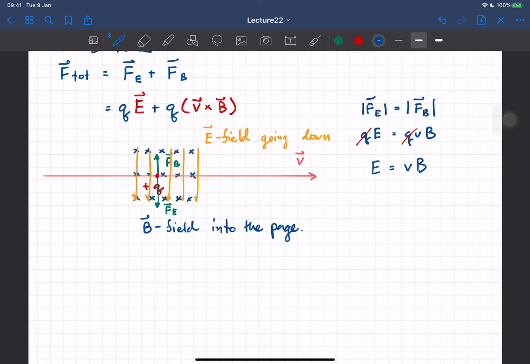So in other words, looking at this situation differently, if you fix E and fix B, then the only velocity of the particle that experiences no force is when V is equal to E over B, like this. It doesn't matter what the charge of the particle is, it doesn't matter what the mass of the particle is. If the velocity matches this condition, then the particle will just go straight.